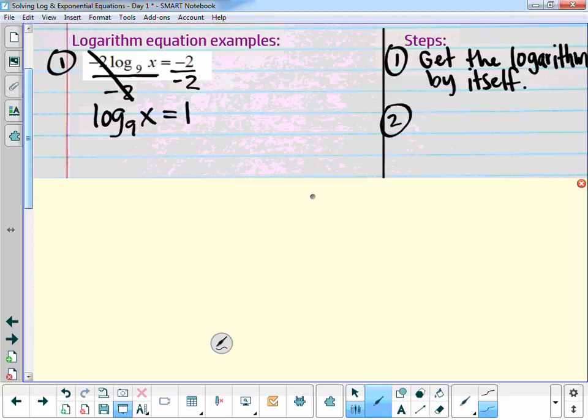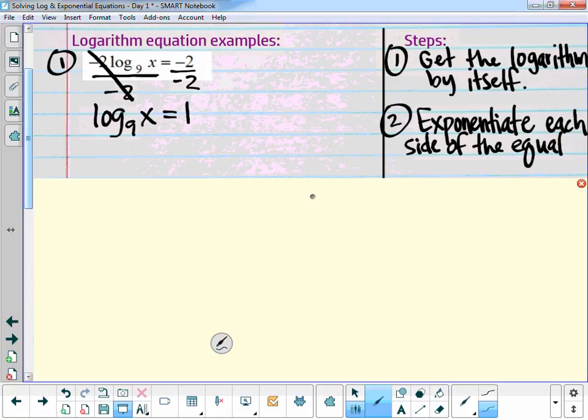All right, so once the logarithm is by itself, then step 2: what's the opposite of a logarithm that we talked about last week? Exponents, right? They're opposites of each other. So to solve the logarithm equation, we are going to exponentiate, it's a funky word, exponentiate each side of the equation. Because we know what we do to one side of an equation, we must do to the other side, right? So what will happen is our equation will go into the exponent.